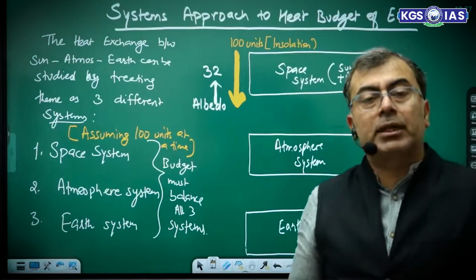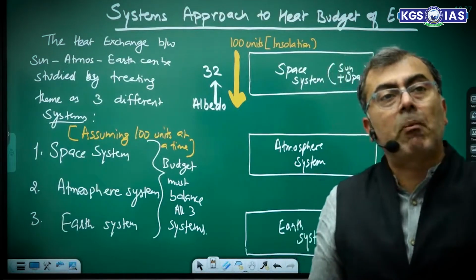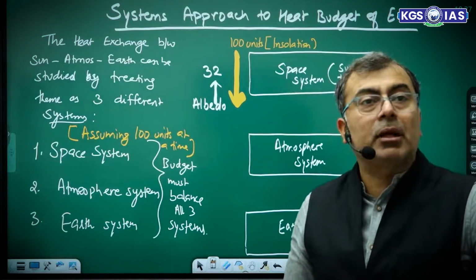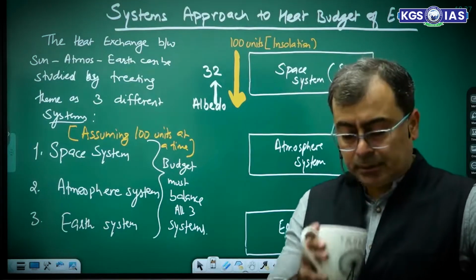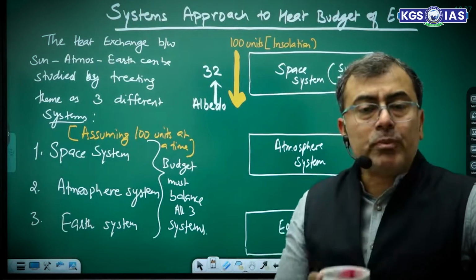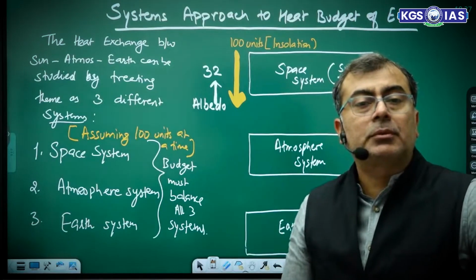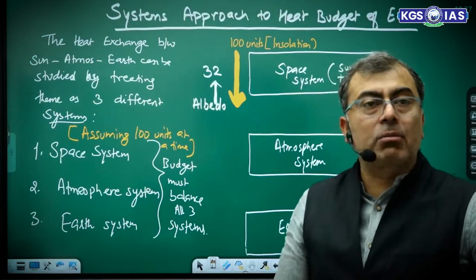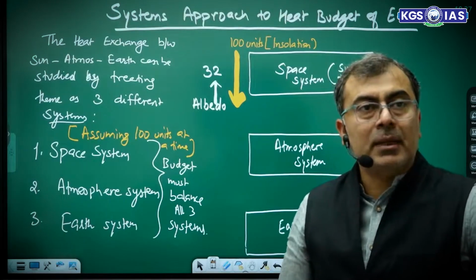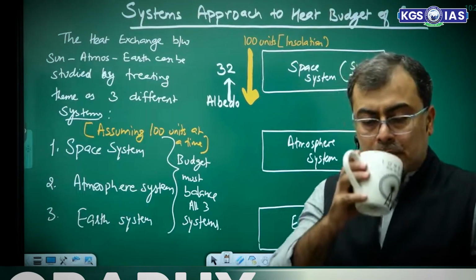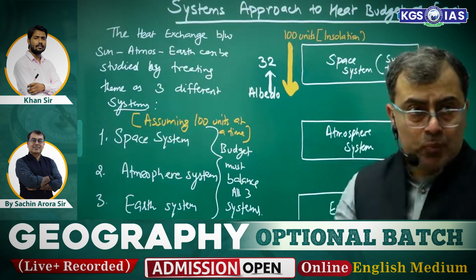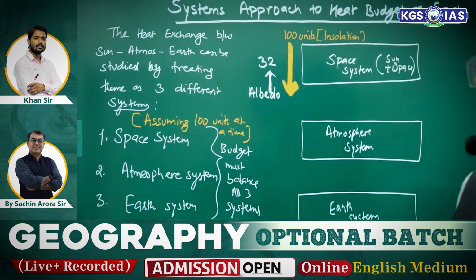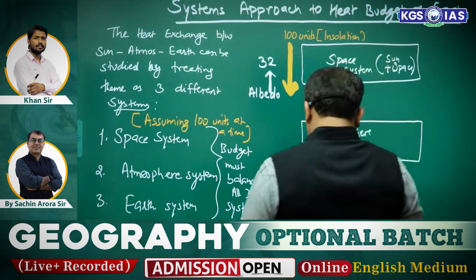Sir, last one you said 35. I have the freedom. पूरा मेरे पास freedom है. 0.3 to 0.4. In this example, how much is it? 32. चलेगा? So how much is left? How much is left to come to atmosphere and earth? जल्दी बताओ. Atmosphere earth में कितना आ रहा है? Sir, 68 आ रहा है.